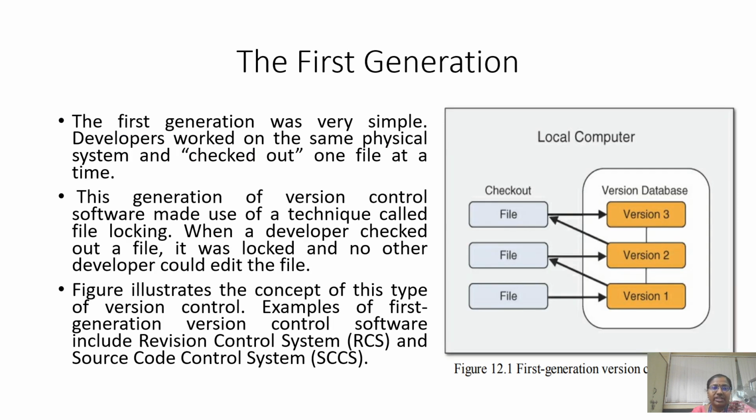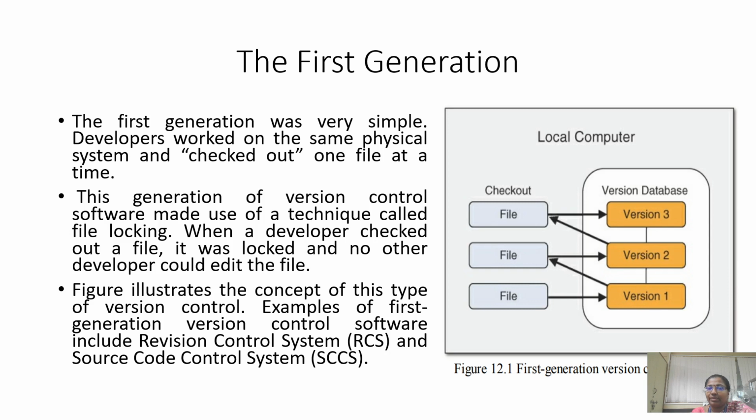So the first generation was very simple. Developers worked on the same physical system and checked out one file at a time. So this generation of version control software made use of a technique called file locking. So when a developer checked out a file, it was locked and no other developer could edit the file. So the figure illustrates the concept of this.